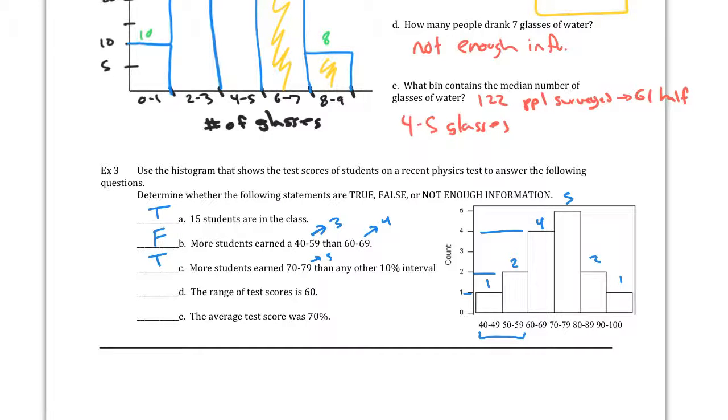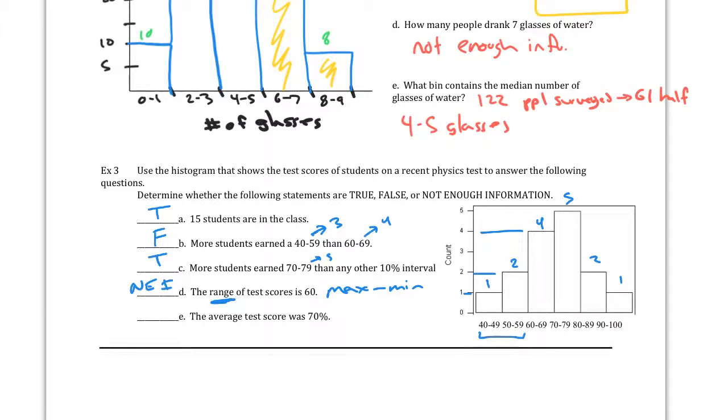The range of test scores is 60. Well, remember, range means something very specific. It means max minus min. And on a histogram, we don't actually get any specific data points. I know the maximum is somewhere between 90 and 100, but that's all I know. So I don't know what the range is. So this is not enough info. The range might be 60, but we don't know.